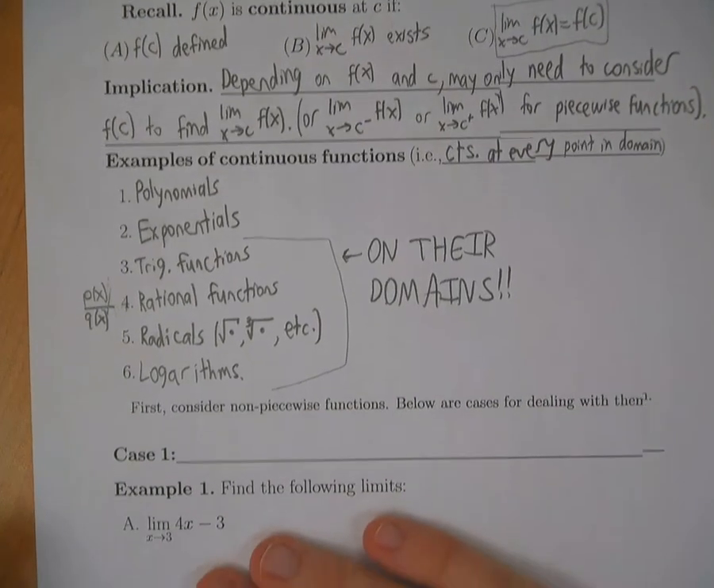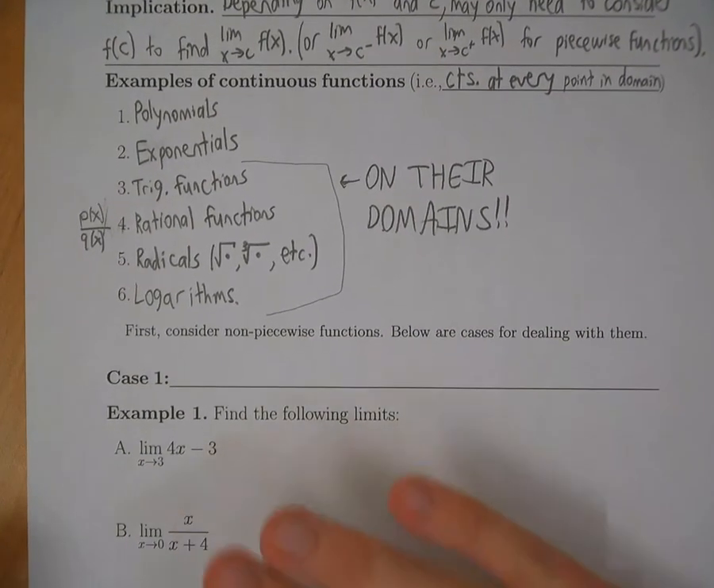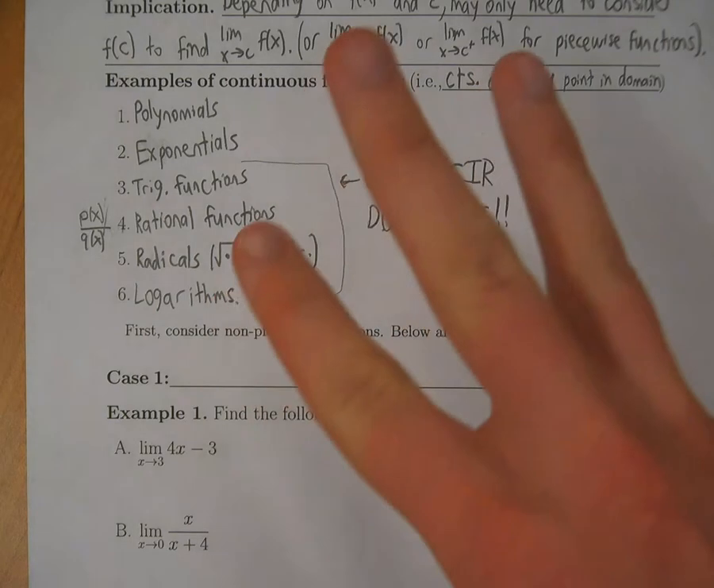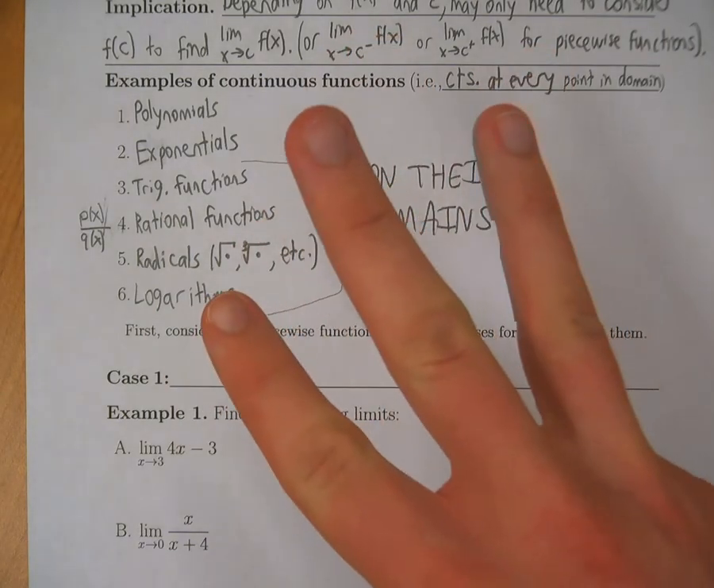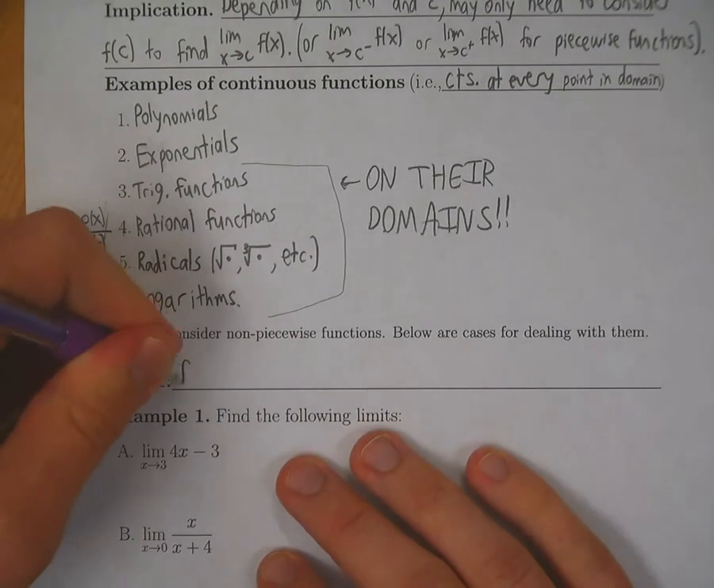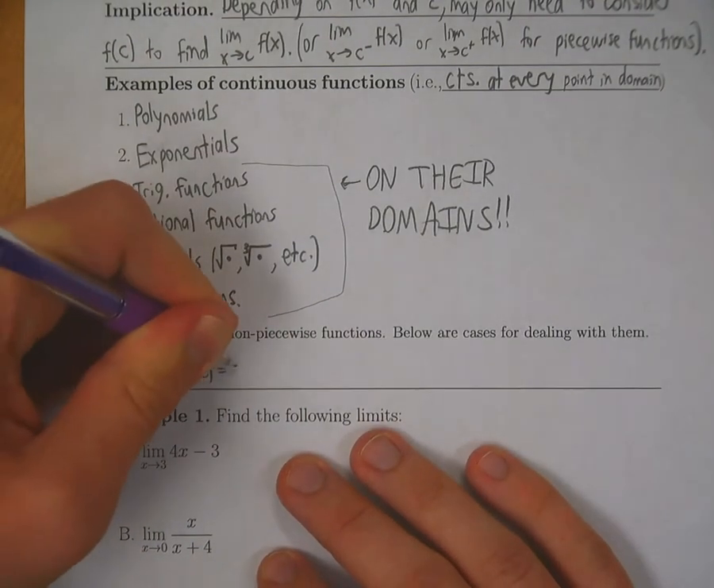So any questions on any of that before we move on to example 1? Okay, so the first thing we're going to do is we're going to consider limits of non-piecewise functions. So in total, there are essentially three cases for dealing with them. So the first case is that if f of c equals some finite number.